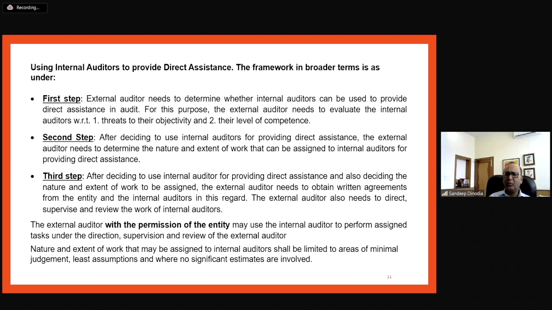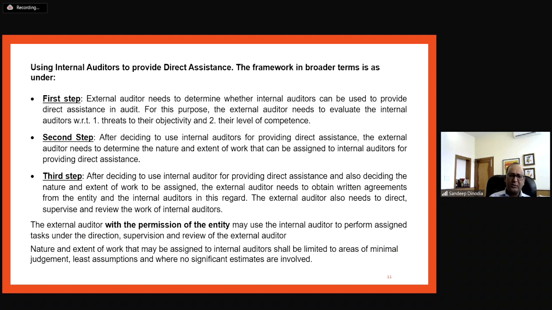The external auditor also needs to direct, supervise, and review the work of the internal auditor. So the external auditor cannot shirk his responsibility. After assigning the work to the internal auditor, he has to continue to direct, supervise, and review the work of the internal auditor. The external auditor, with permission of the entity, may use the internal auditor to perform the assigned task under direction, supervision, and review of the external auditor.